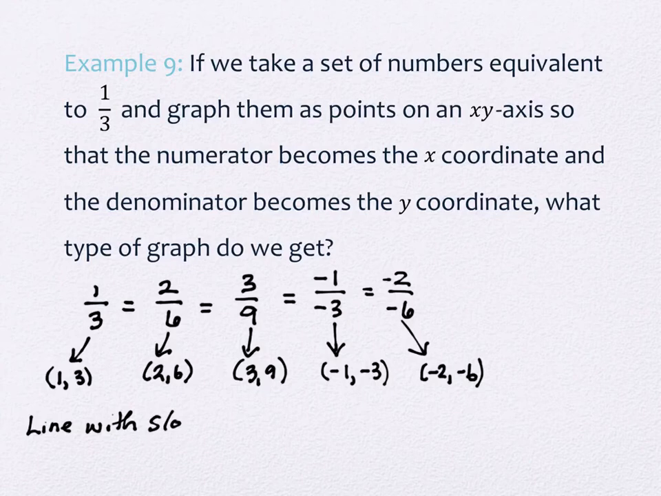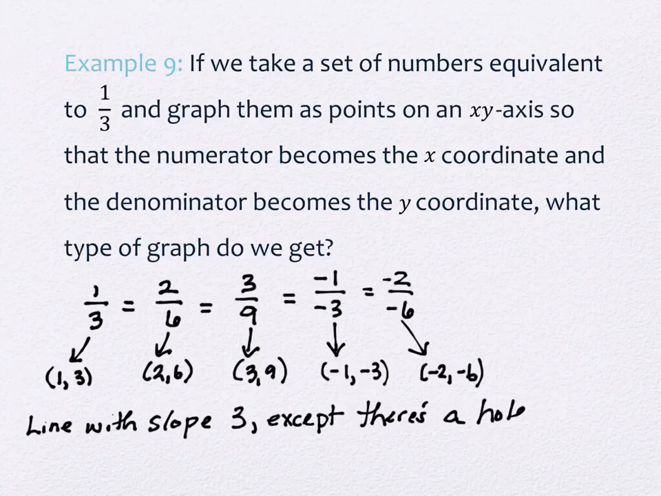The line slope is actually 3, right? It's got a steepness of 3. A line with slope 3, except there's a hole at, and you can either say the origin or (0,0). That's the image that I get when I create this set of ordered pairs. Any questions on that one?